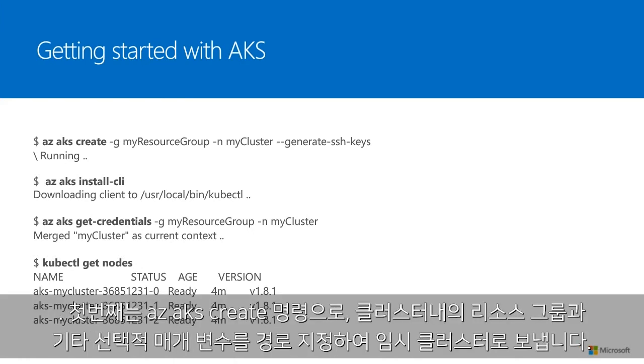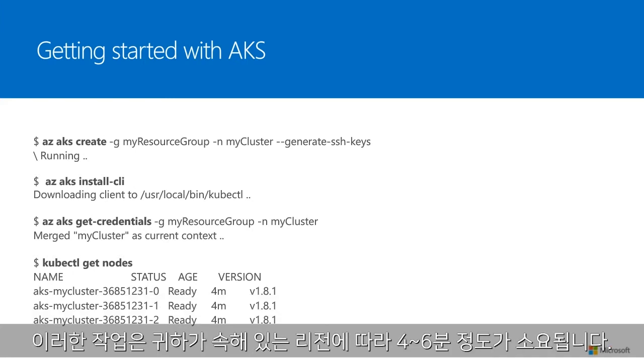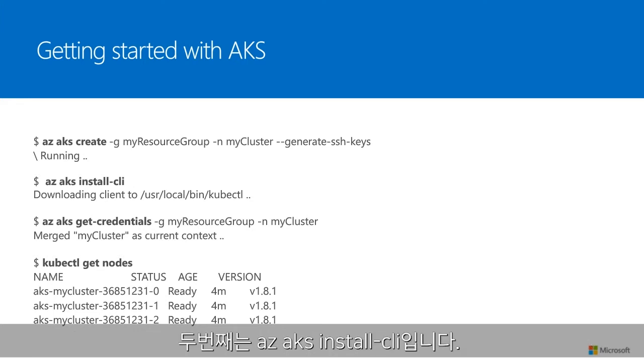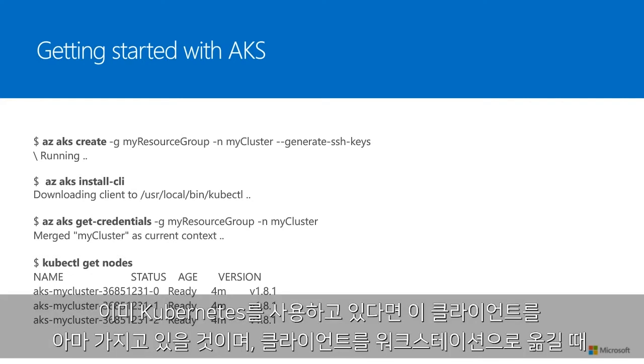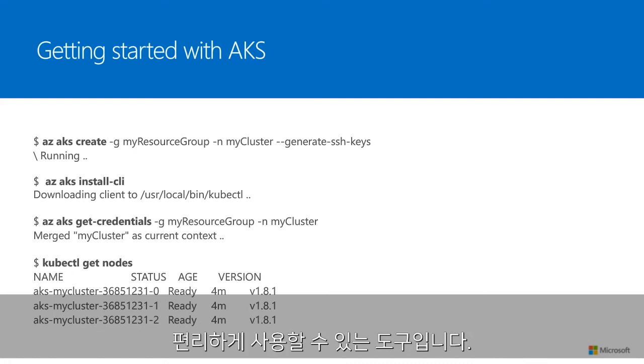The first is AKS create, which you pass a resource group, the name of your cluster, and some other optional parameters. And that will go and provision a cluster. It takes somewhere between 4 and 6 minutes, depending on which region you're in. The next is AKS install CLI, to download the kubectl command line client. If you're already using Kubernetes, you may already have this client. If not, this is a handy tool to get it onto your workstation.